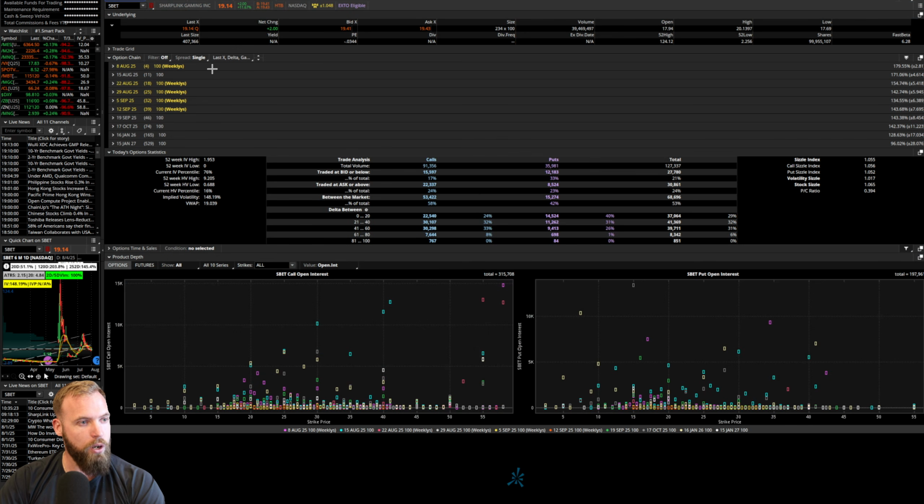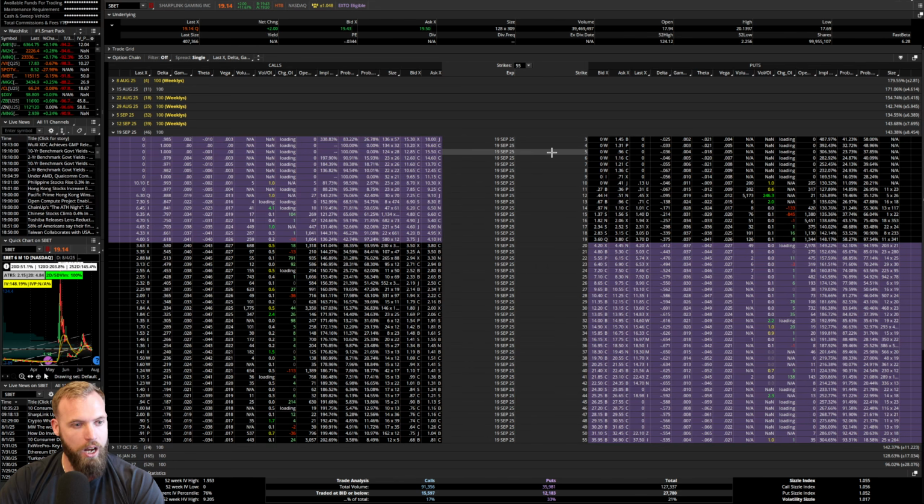But if we go into the options chain, we can see that there's open interest, which is just the total number of open contracts updated at the end of the day, and then volume. So what I can do is go into an individual options chain and come up with an idea of what might be going on.